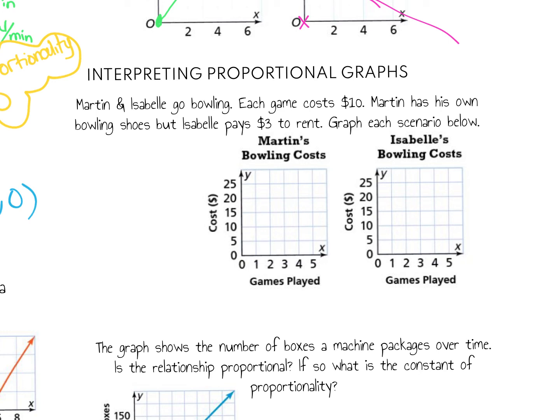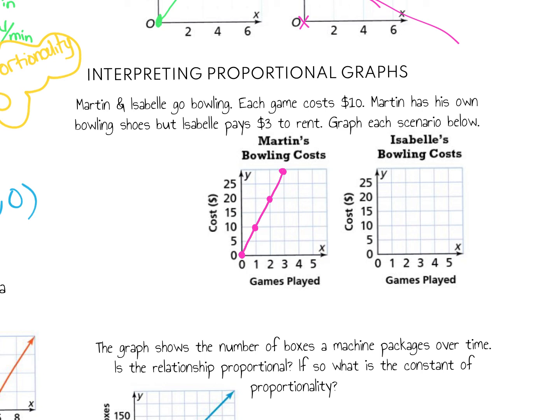So if he plays 0 games, then his cost is going to be $0. We know that every game is $10. So 1 game is going to be $10. 2 games is $20. 3 games is $30. This is my graph of what Martin's going to pay as he bowls.